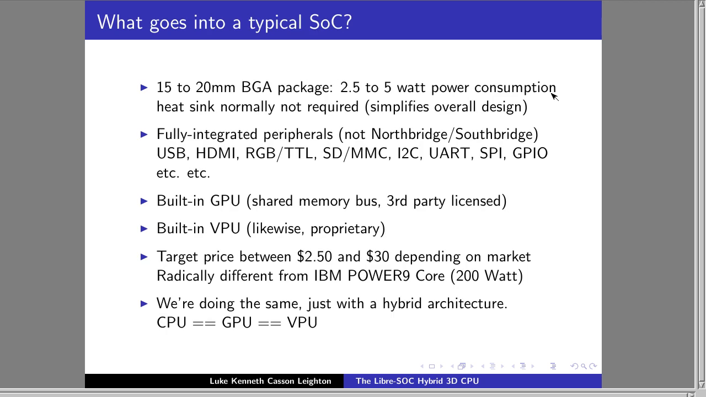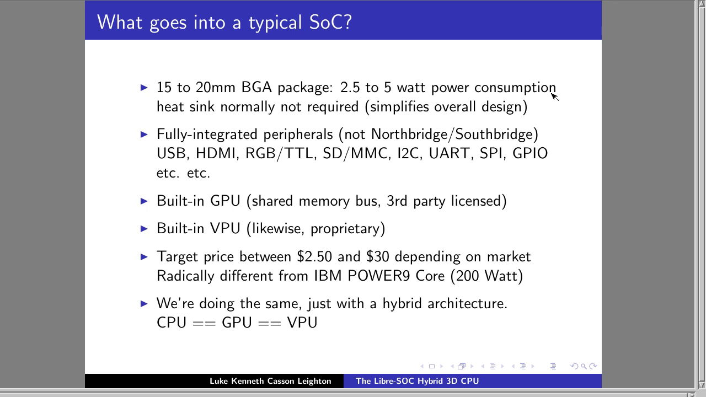What actually goes into a typical SoC? Now, OpenPOWER is traditionally known for 200 watt IBM Power9 cores. The embedded processors, 300 megahertz, do exist, usually in the aerospace industry, and there is one going end of life called the Quarl, which is a Power 2.08 processor. We're at a completely different market. This completely missing market is basically a Raspberry Pi style processor in your smartphone, netbook, Chromebook, etc.